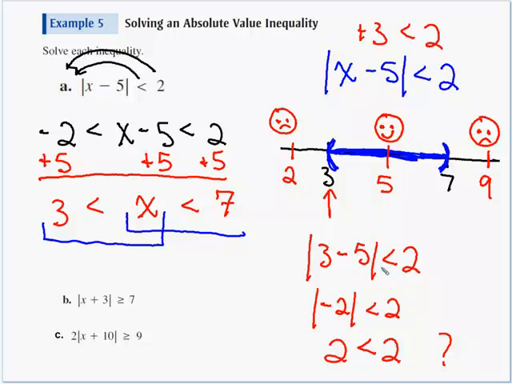If, on the other hand, this was a less than or equal to sign, would it now be true? Yes, 2 is equal to 2, and our graph would be slightly different. If that was the case, we would have brackets here instead of parentheses. Remember, brackets means that endpoint is part of the solution set.